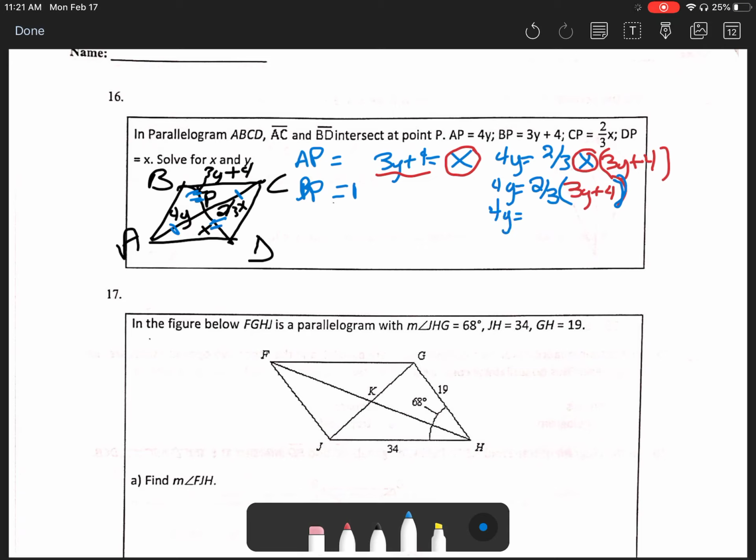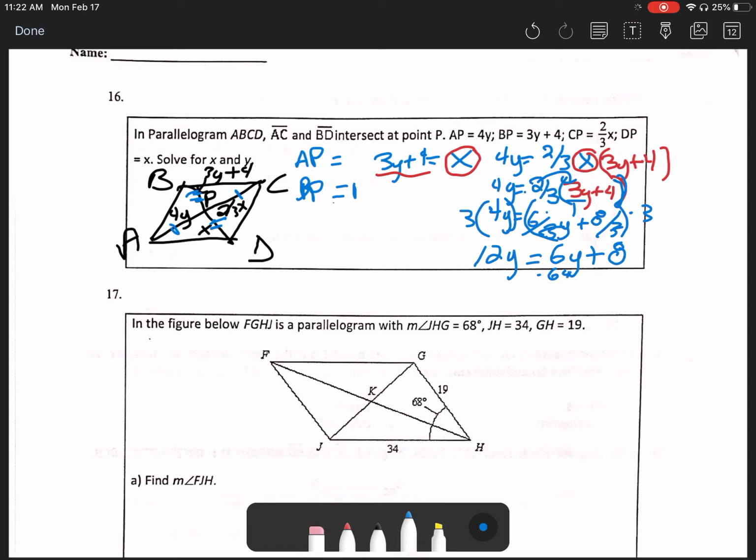This is going to be 4y is equal to, if you distribute here, you end up with 3 over 1. This is going to be 6 over 3y plus 8 over 3. Okay, you have calculators, so you can do that. If you want to clear your fractions, you can actually multiply each side of this by 3. So this is 12y is equal to, well, these fractions were cleared out, 6y plus 8.